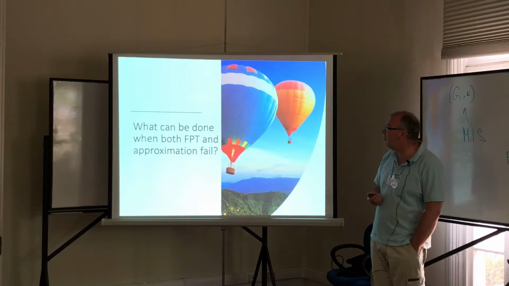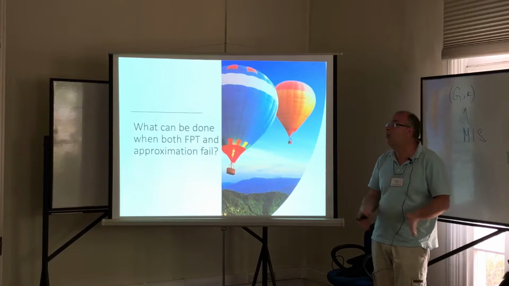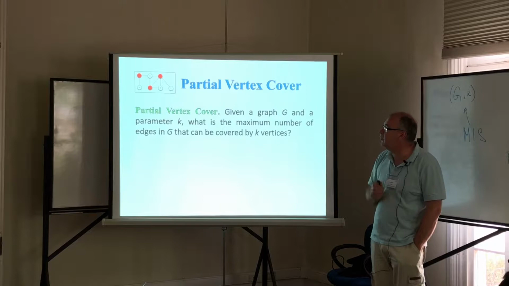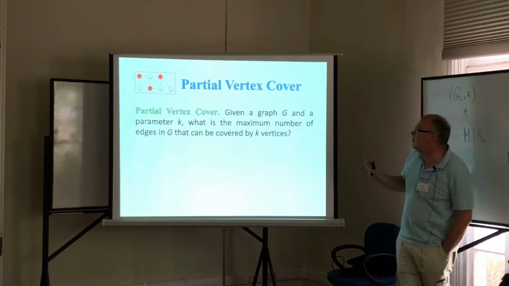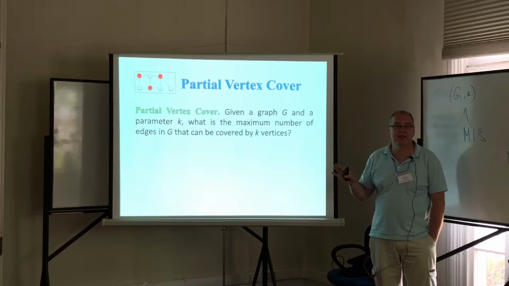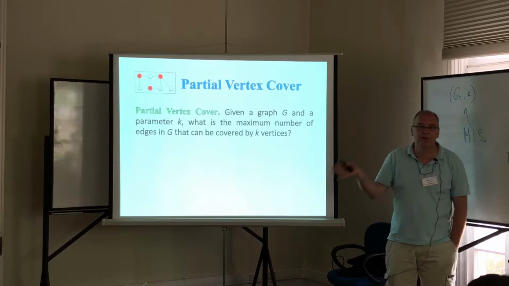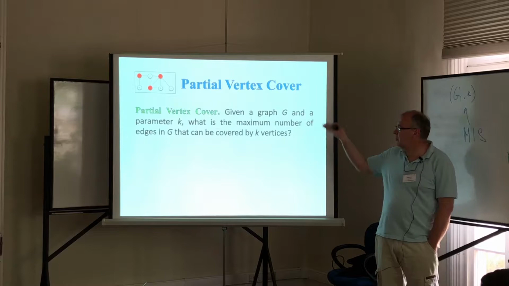So what can be done when the problem is not fixed parameter tractable, and when it doesn't have a good approximation? Let's take this example: Partial Vertex Cover. I have an input graph G and parameter K, and I'm asking what is the maximum number of edges in G that can be covered by these K vertices. If I ask to cover all edges in the graph, then it's just a vertex cover. But this is a maximization version of vertex cover.